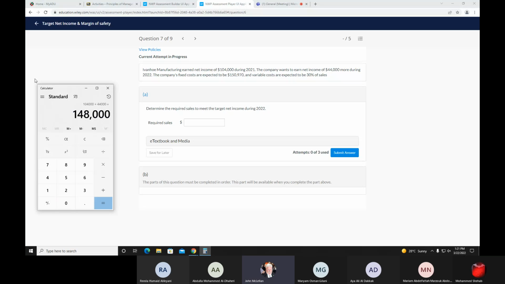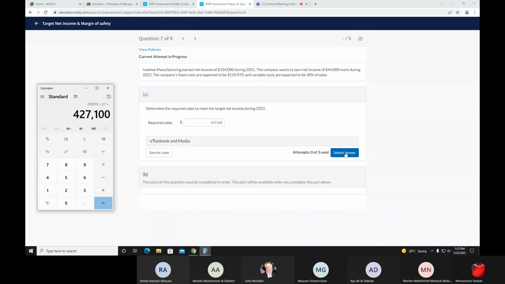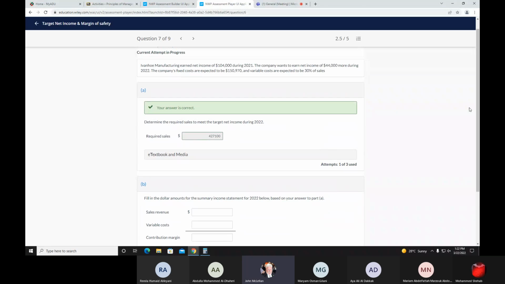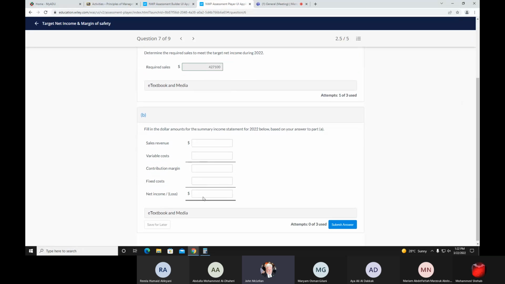All right, now add that to the fixed costs. Okay, now divide by the contribution margin ratio. All right, try that. Okay. Good. All right, let's move down. What do they want now? They say, okay, that's your required sales.